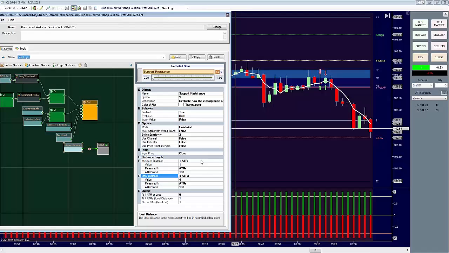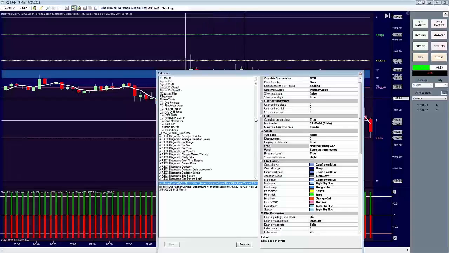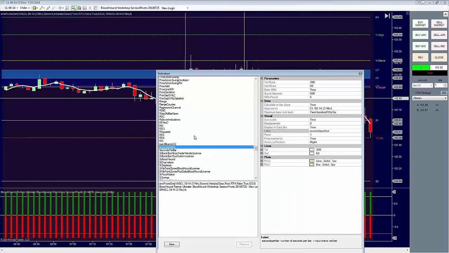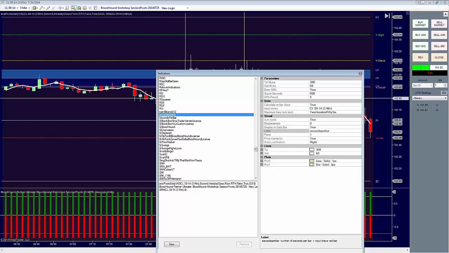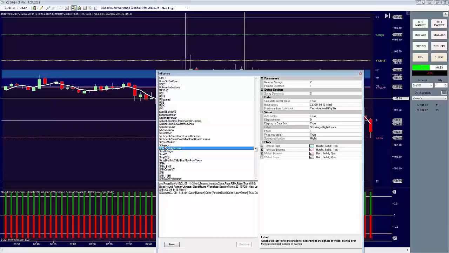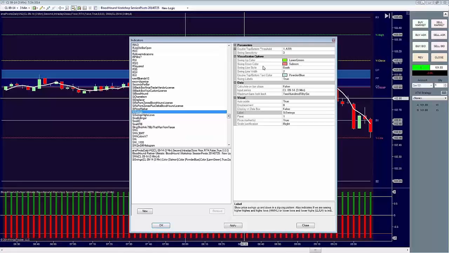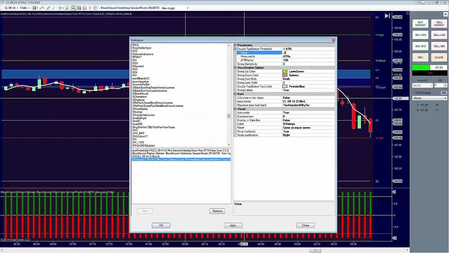So let's add in now, we want to use an indicator. It comes default set to true, saying that it must agree with the swing trend. So that's using this indicator here that comes with BloodHound. You just briefly mention this. So it's the swings, SI swings indicator. Still think these are named backwards. Let's set it to a double top of 0.25 ATRs and then a swing sensitivity of 3.